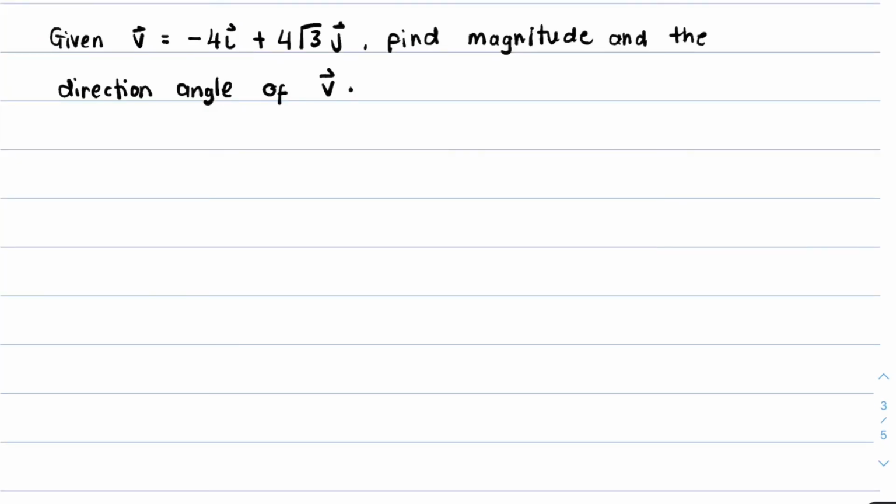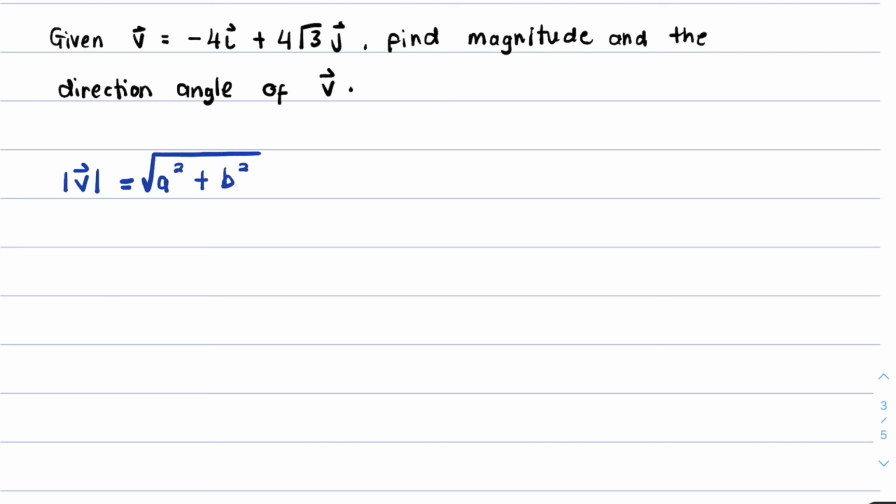Now let's look at one example. Let's say given v is negative 4i plus 4 sec 3j, find the magnitude and the direction angle of v. To find the magnitude, use your Pythagorean formula. The magnitude, I mentioned just now as a modulus. This does not mean a modulus, it's just a representation of the magnitude of v. So it's equivalent to the square root of a squared plus b squared.